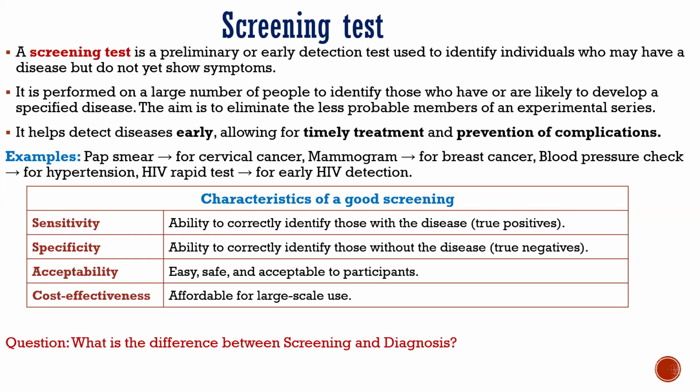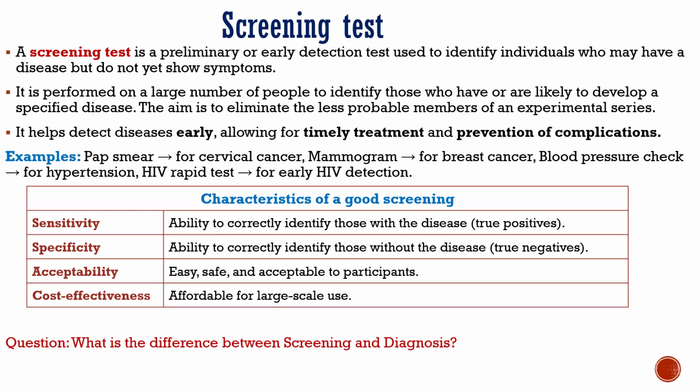They are those preliminary or early detection tests that are used to identify individuals who may have a disease but do not yet show symptoms. These people are called asymptomatic patients. So they have a particular disease developing in their body already, but they don't show symptoms yet. Screening tests help you to identify this type of disease early. Why? Because when you identify these diseases early, it helps for timely treatment, early treatment of these diseases, and also helps for prevention of complications.